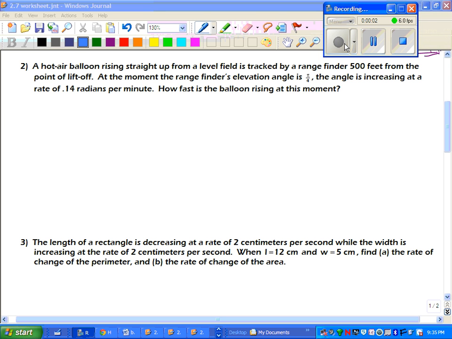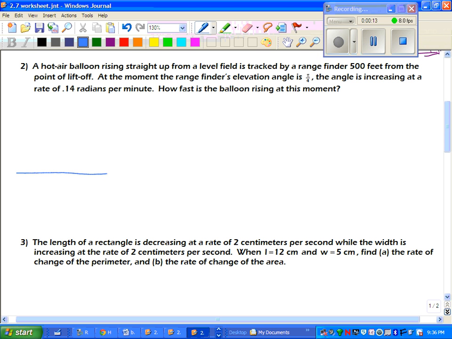All right, let's take a look at number 2. A hot air balloon rising straight up from a level field is tracked by a rangefinder 500 feet from the point of liftoff. So let's start our picture.